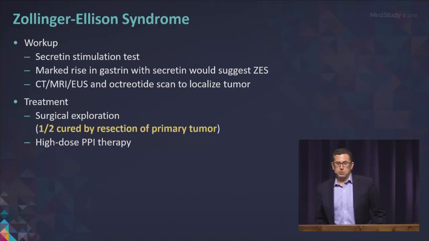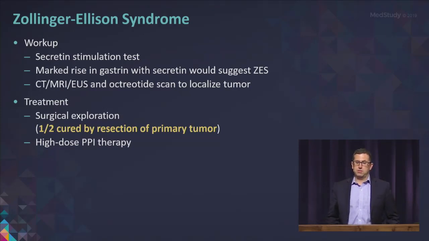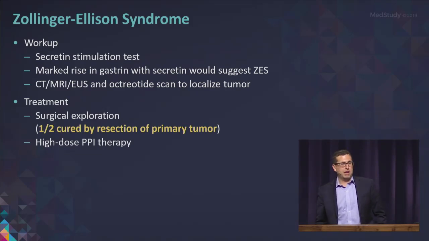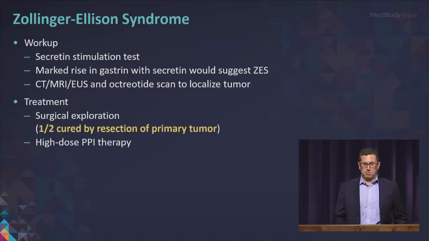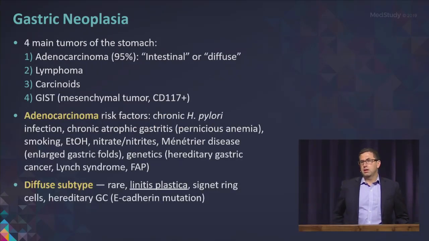So the workup would include a secretin stimulation test. So what happens here is that you see a marked rise in gastrin when you administer secretin to the patient. This would suggest ZE. You could also do a CT, MRI, or EUS, and even an octreotide scan to localize the tumor. Treatment is mainly surgical and high-dose PPI to control the acid production in the stomach until the tumor is removed. Switching gears a little bit and talking about gastric neoplasia.